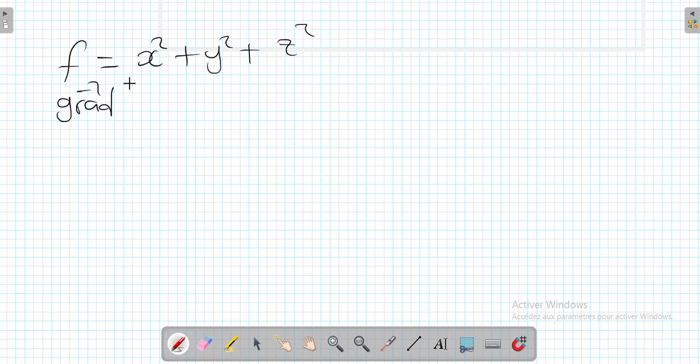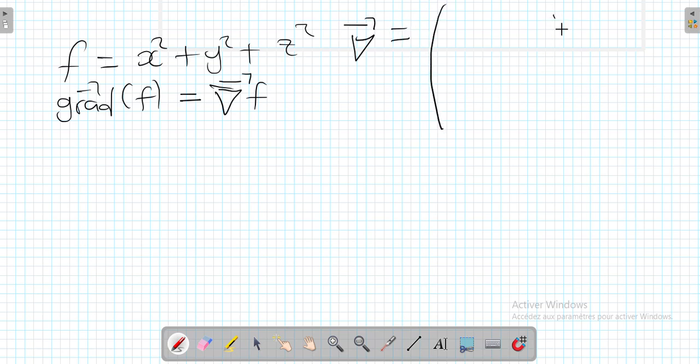With gradient, you are converting f, which was a scalar, where you can't see any direction, into a vector. So what do you need to remember? You need to remember that this is the Nabla of f, meaning you'll be forced to remember what Nabla is. Nabla is just partial derivative with respect to x, partial derivative with respect to y, partial derivative with respect to z.